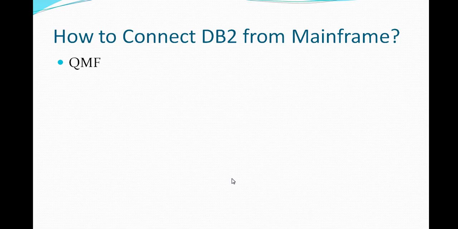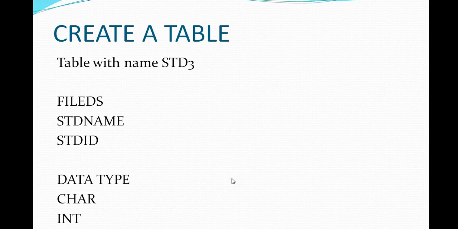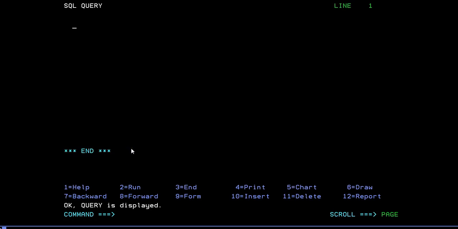What is the next step? We need to create a table in this SQL query panel. The table I'm trying to create has the name STD3, and these are the two fields I want to add: student name and student ID. The student name is of data type character, and student ID is data type integer. Let's see how we create it.